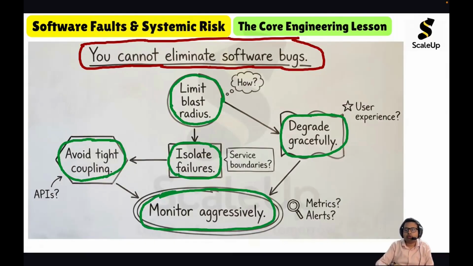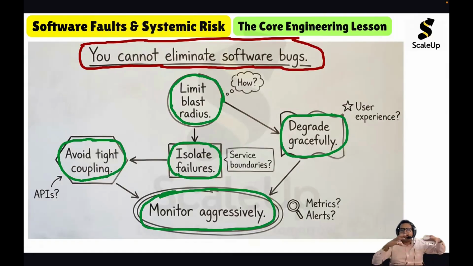And we should also go for automated alerts. So now the idea is very clear. The core engineering lesson we should take away: software faults are something which we cannot eliminate. So what we should do rather is that when you are designing data intensive applications, you should limit the blast radius via canary deployment, following cellular architecture and database sharding.